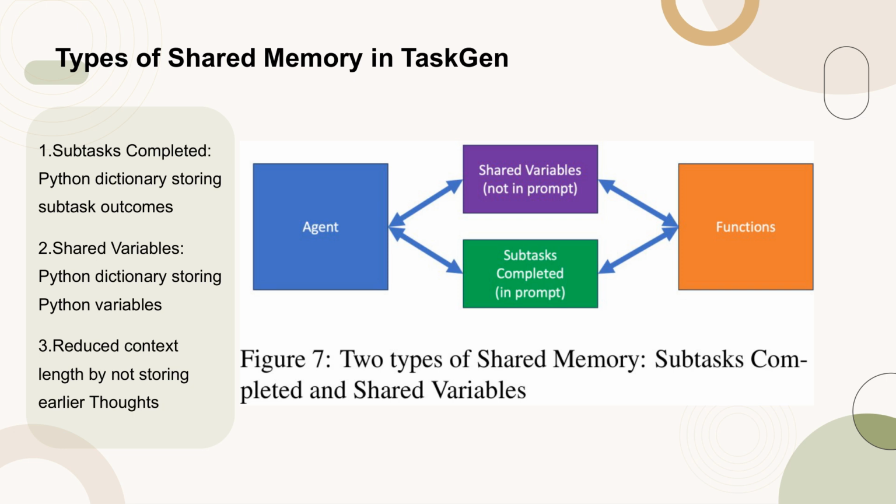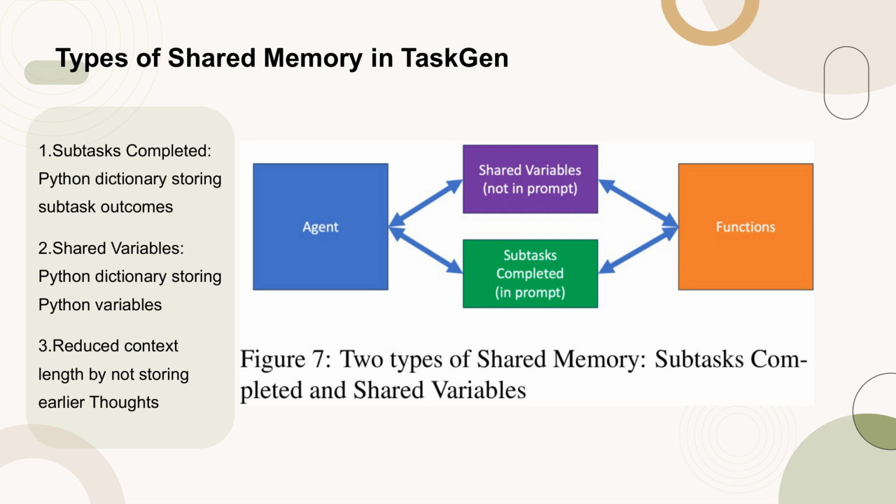The second type, shared variables, is also a Python dictionary that stores Python variables. These variables are made available to the agent and all equipped functions/inner agents upon request. The exact names and values of these shared variables are not included in the prompt to LLM calls by default, meaning this information does not increase context length unless explicitly referred to.